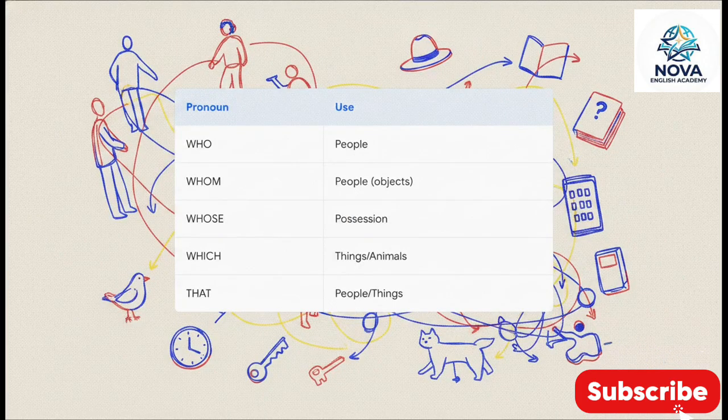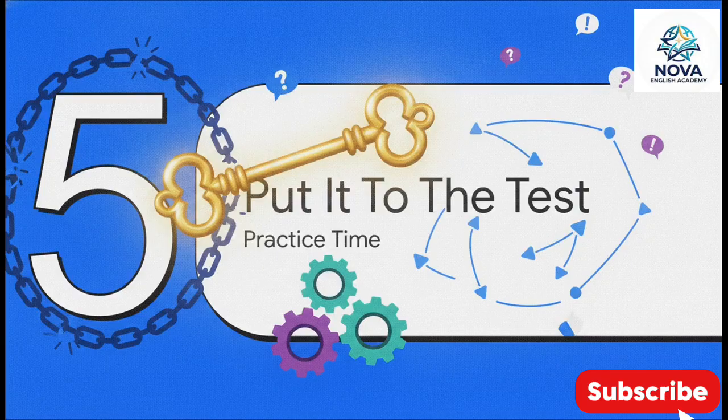So let's take a quick mental screenshot of all 5 of these tools before we move on. Who for people, whom for people as objects, whose for possession, which for things and animals, and that as your versatile universal connector. Lock these into your brain right now because you're going to need them in about 5 seconds. All right, Section 5. It is time to put it to the test.